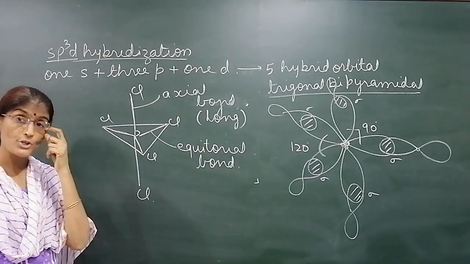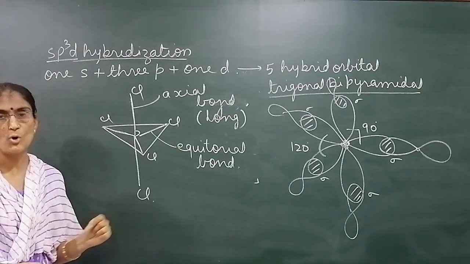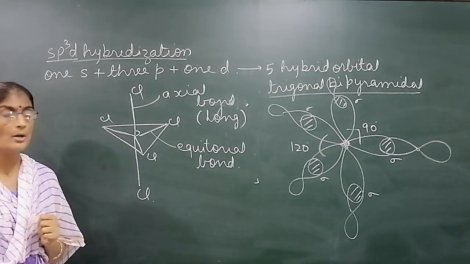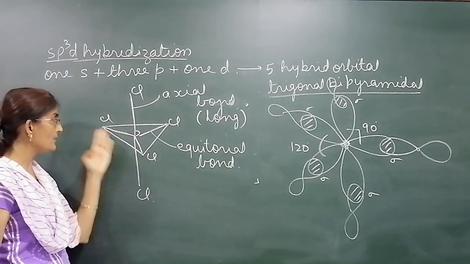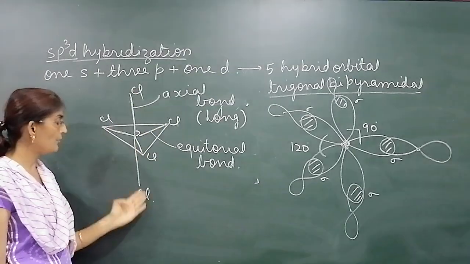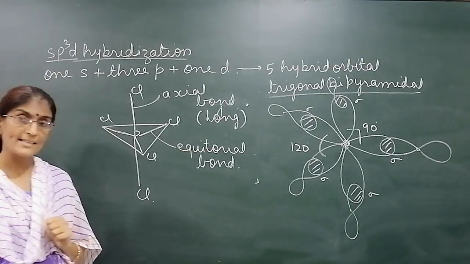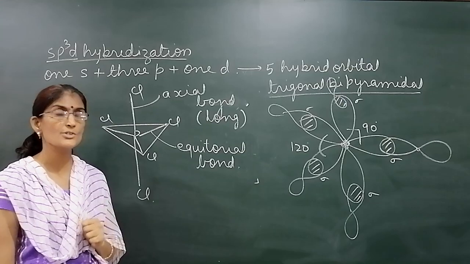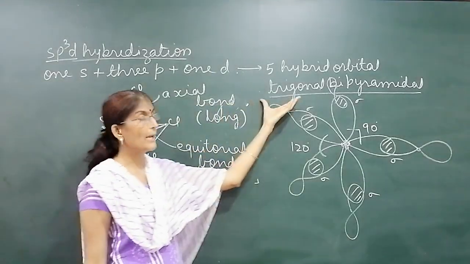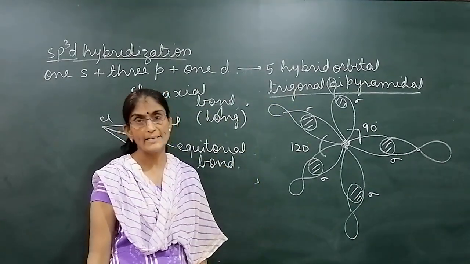Equatorial bonds are comparatively short, axial bonds are comparatively long. Long bonds, so axial bonds are comparatively weak. Equatorial bonds are comparatively strong. If atoms are present at the equatorial position, they will be stable. If atoms are present at the axial position, the bond breaks easily because it is comparatively longer, so unstable. So what is the shape of the PCl5 molecule? It is trigonal bipyramidal. Bond angles are 120 and 90 degrees.